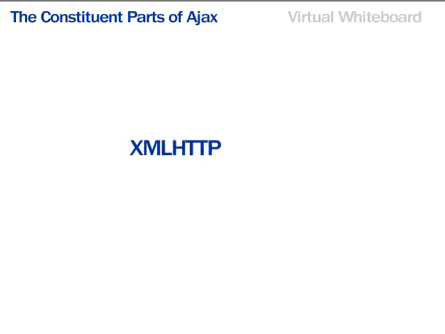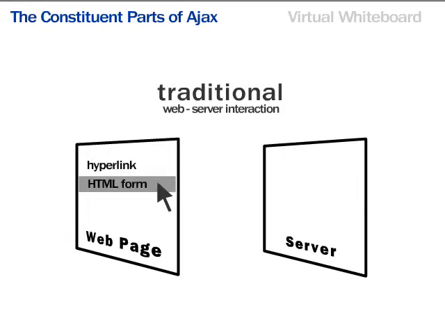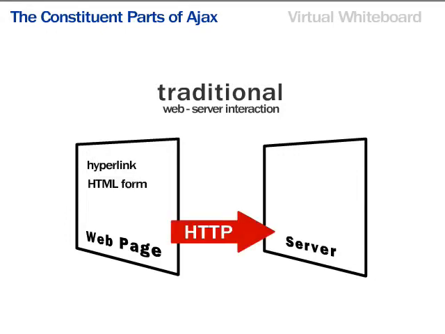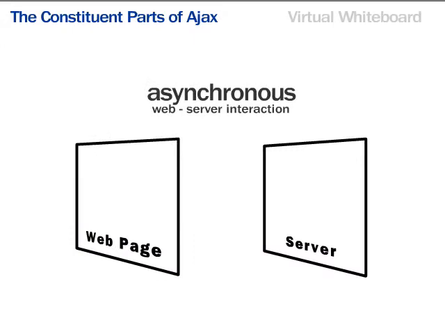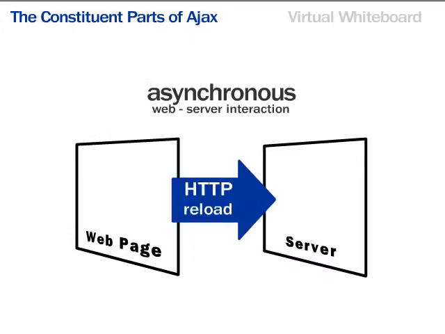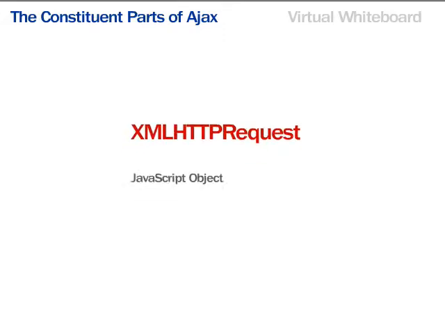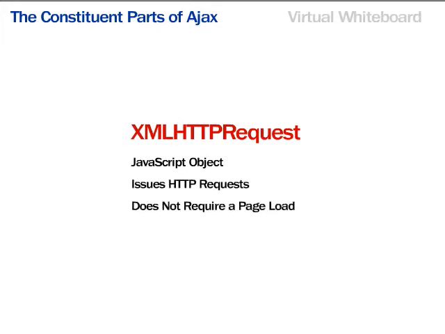The XML HTTP request object. When you click on a hyperlink or submit an HTML form, you send an HTTP request to the server, which responds by serving you a new or revised page. For your web application to work asynchronously, however, you must have a way to send HTTP requests to the server without an associated request to display a new page. You can do this by using the XML HTTP request object. This JavaScript object is capable of making a connection to the server and issuing an HTTP request without the necessity of an associated page load.